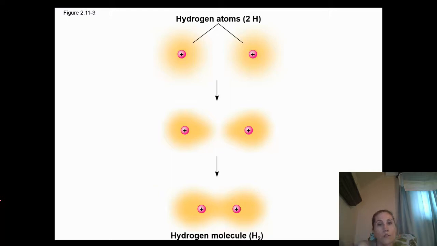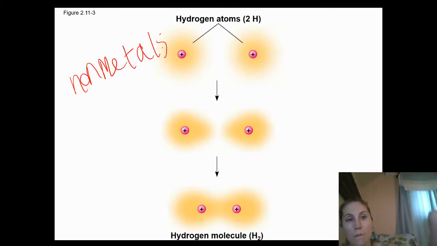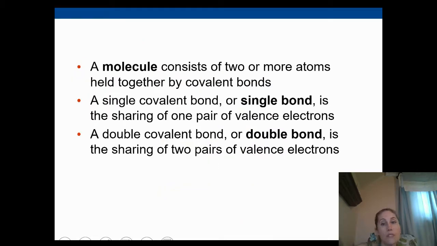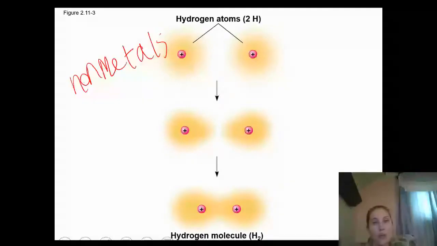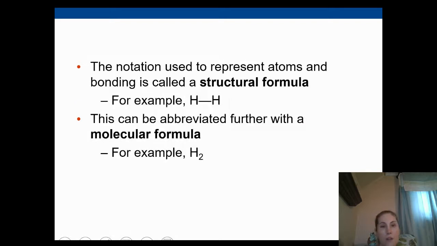Okay, so when you look at these 2 hydrogens, and these are 2 nonmetals, they come together and they're going to share the electrons in that outer orbital. All right, so that's how molecules are going to be formed. Because they're only sharing one of those valence electrons, that's where your single bond comes from. But some of them are going to form more than one bond, so they can have a double bond, or they could even have triple bonds.